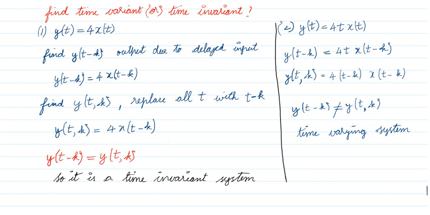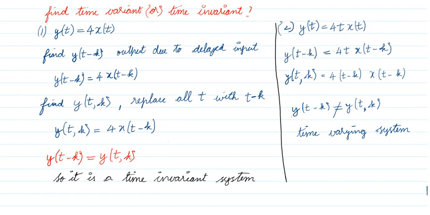Okay, look at another example. y of t equals 4t into x of t. What is the meaning? Output is equal to 4 into time into the input signal. Okay, first step, I am going to find y of t minus k.